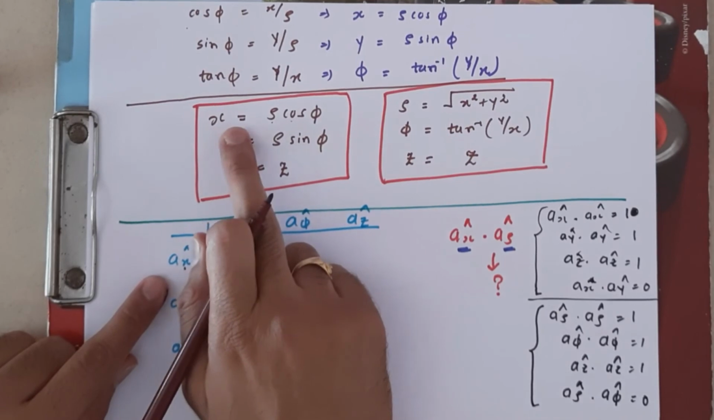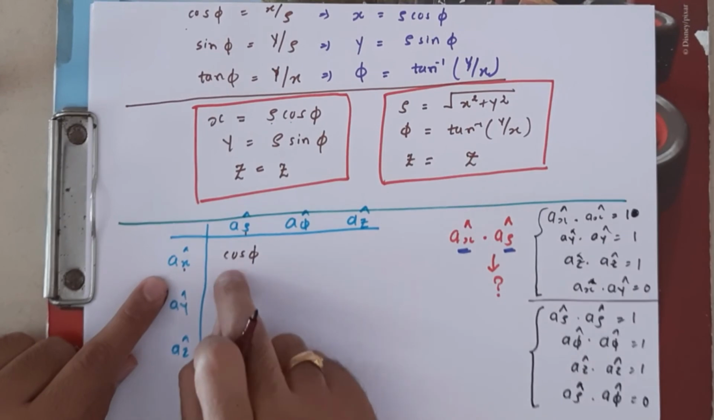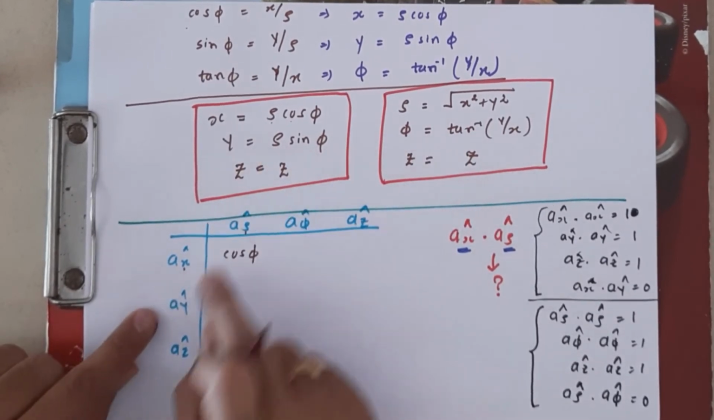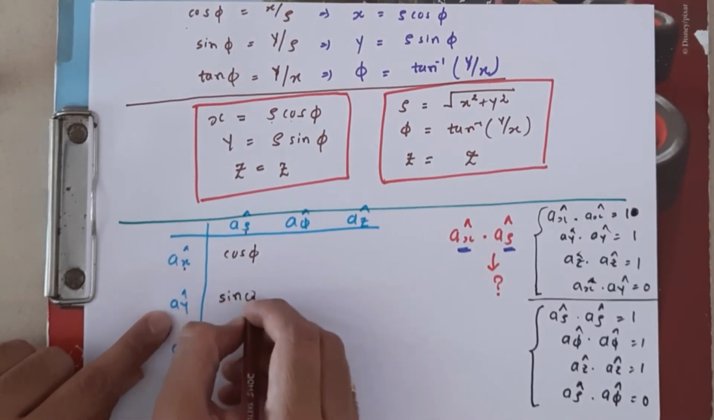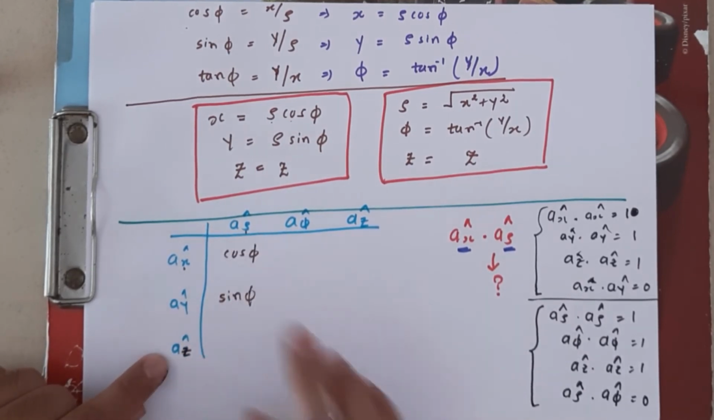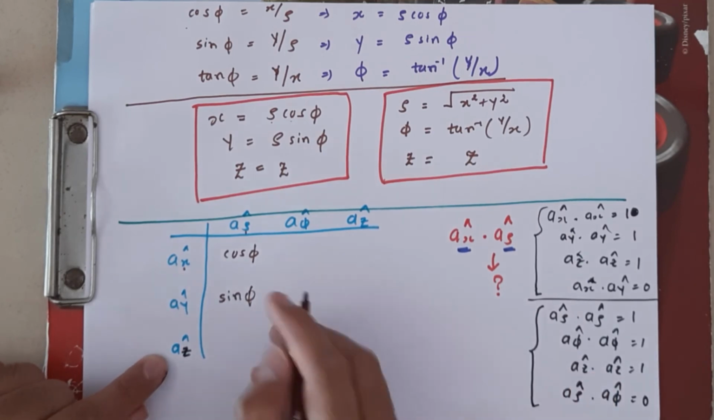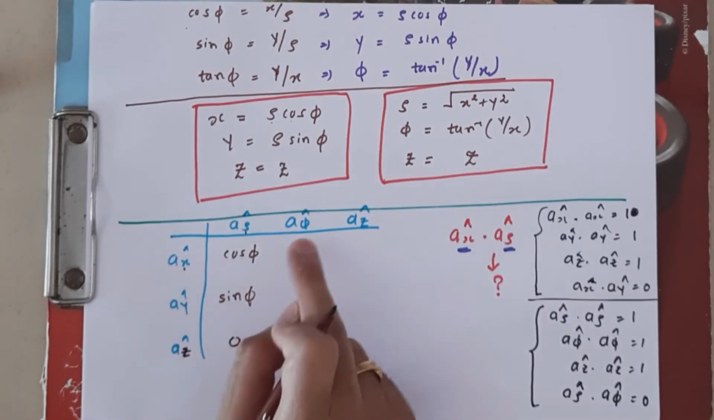I repeat again, x is equal to rho cos phi, so for a_x and a_rho we put cos phi. Similarly, y is equal to rho sin phi, so for a_y and a_rho we put sin phi. And what is a_z? This one is z. What is a_z dot a_rho? Actually z is also a variable of the cylindrical coordinate system, so of course a_z dot a_rho is 0.